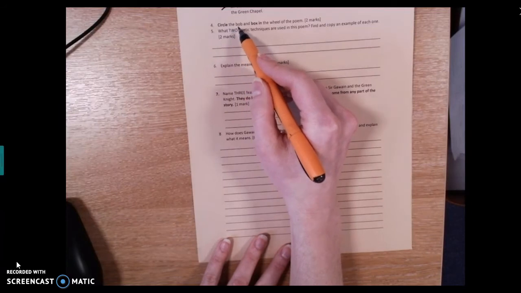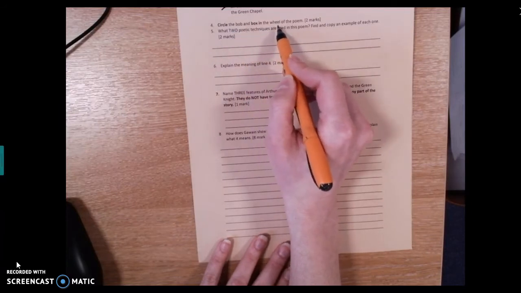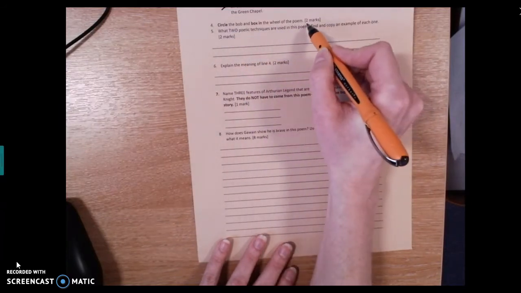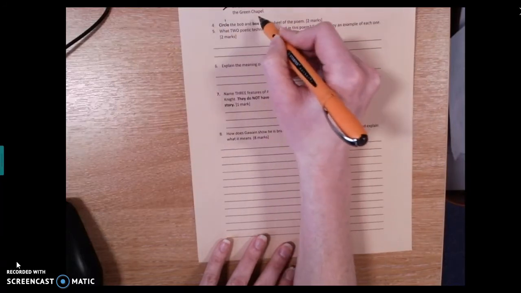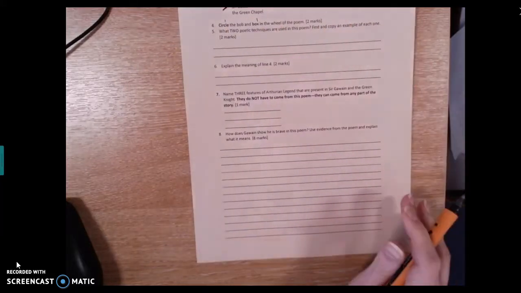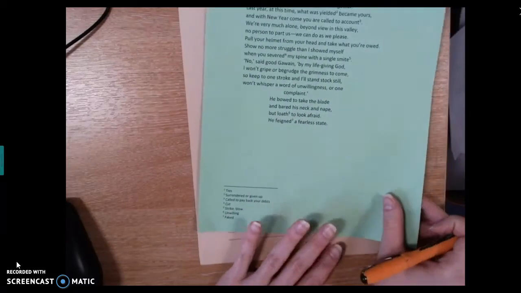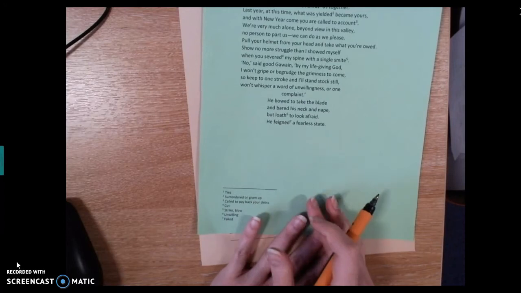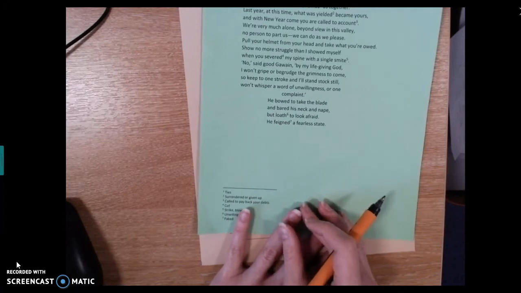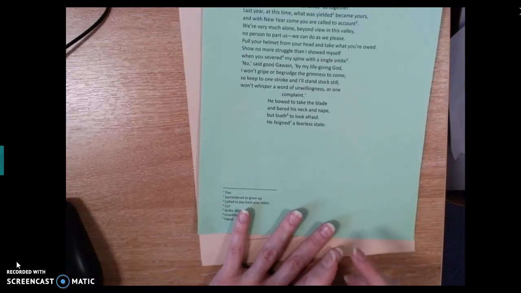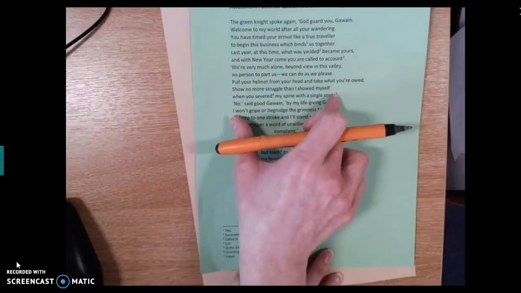It says circle the bob and box in the wheel of the poem. And that's worth 2 marks. I'm going to get 1 mark for circling and 1 mark for boxing in. Some people had a really hard time with this question. Let's just have a look at the poem. The bob and wheel comes at the end of the poem. And we talked about how the bob is 2 syllables. It's a very short line after lots of long lines in the poem.